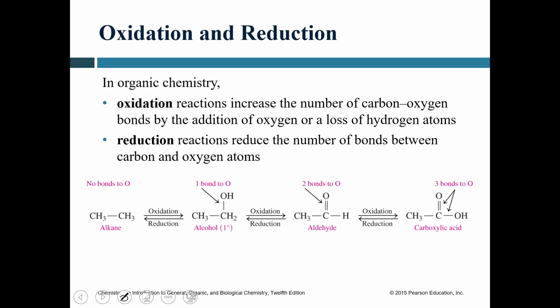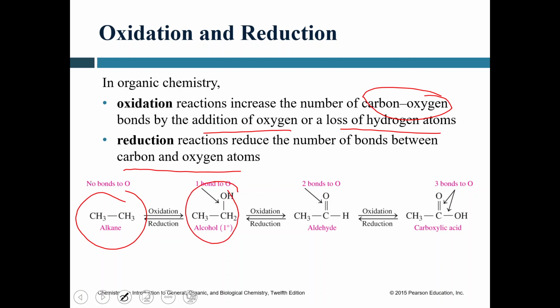Now let's talk about oxidation and reduction in organic chemistry. So in organic chemistry, oxidation increases the number of carbon-oxygen bonds, by either addition of oxygen or loss of hydrogen. Reactions of reduction reduce the number of bonds between carbon and oxygen atoms through the opposite processes. So for instance, when an alkane gets oxidized, it can form an alcohol and vice versa. So the number of carbon-hydrogen bonds is increased.